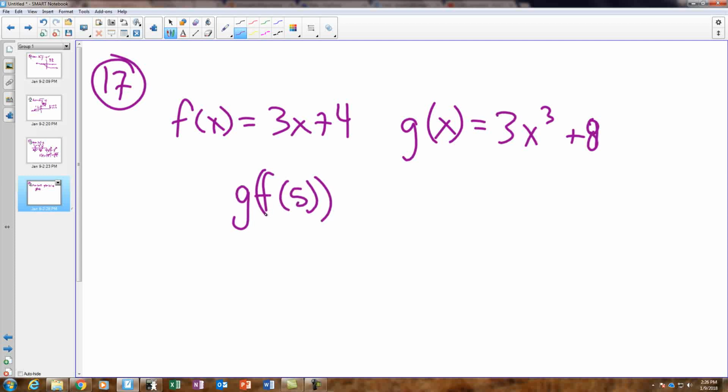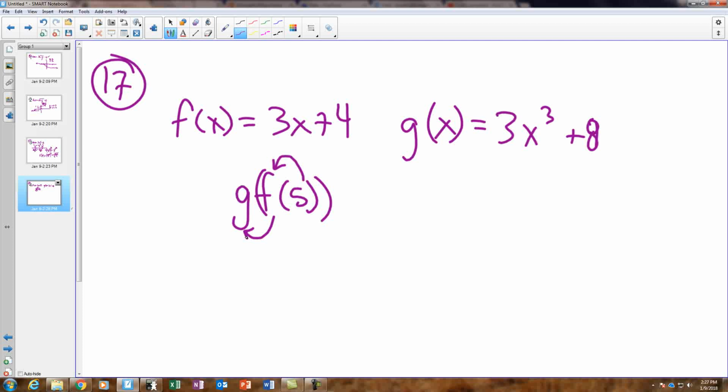This is a great place for you to write some notes on that note sheet about what this means. If you don't understand it, it means to take the 5, put it into f for x, trade x out for a 5. You're going to figure out what that is. Then you take your answer and plug it into the second equation, the g.